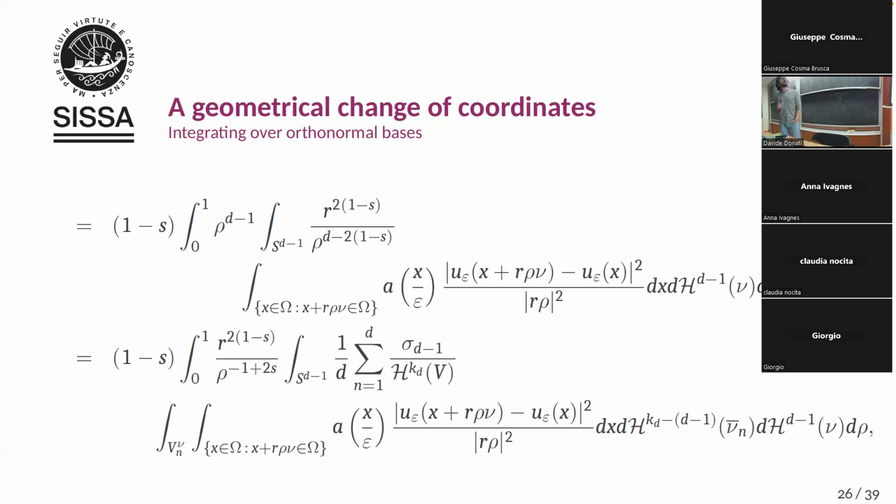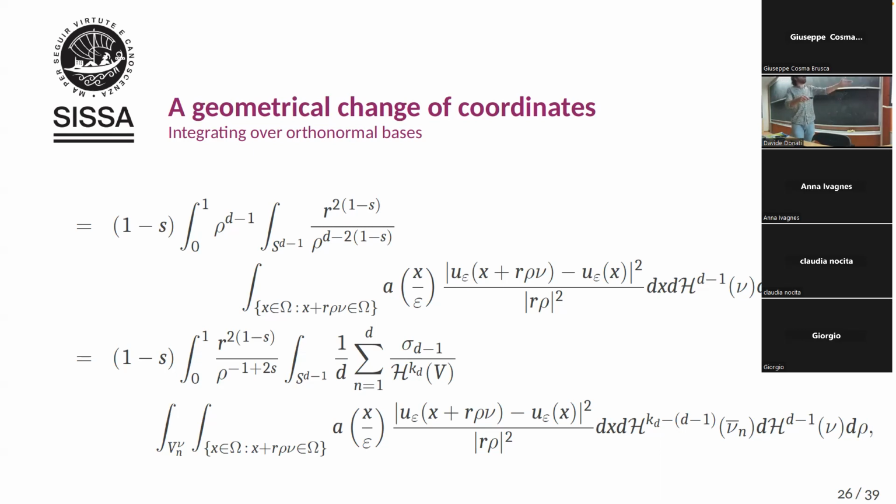And then we may notice one thing, that we can see this function here as a function defined on the space of all our orthonormal bases whose entry is ni, by simply setting it as a constant on that space. So we can integrate for free on the space of orthonormal bases by using the right measure, which in this case is the Hausdorff measure of dimension kd minus d minus 1, where kd is the Hausdorff dimension of the space of all orthonormal bases in Rd.